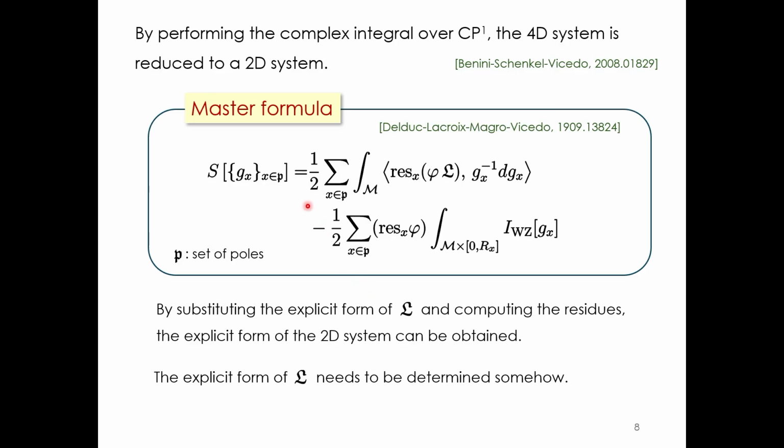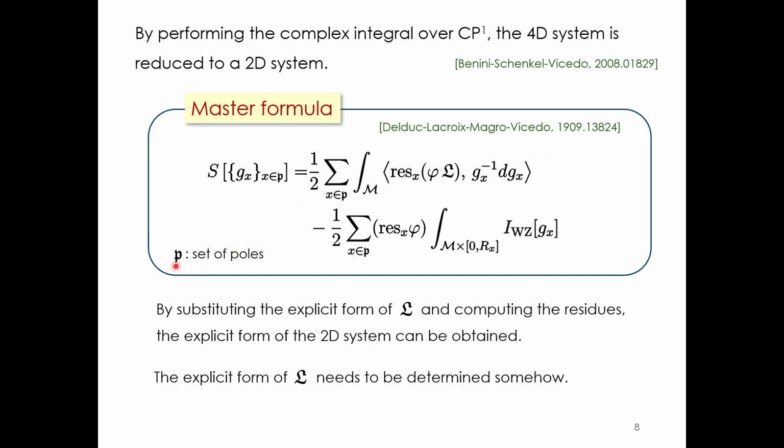So then, by performing the complex integral over CP1, the 4-dimensional system is reduced to 2-dimensional systems, by following this paper. Then we will get the master formulas to describe 2-dimensional systems. These are the master formulas obtained by Delduc, Lacroix, Magro, and Vicedo in this paper.